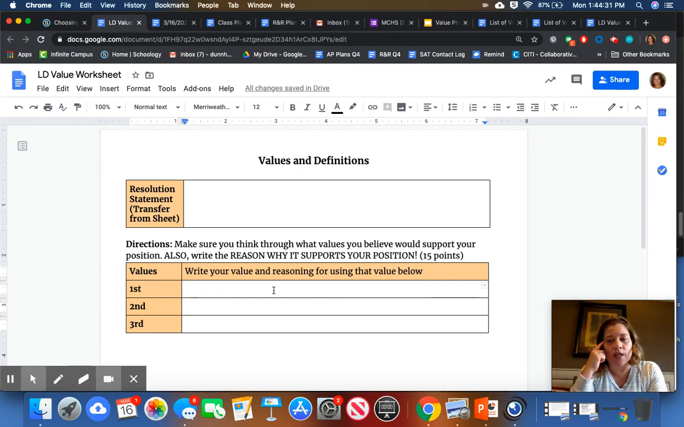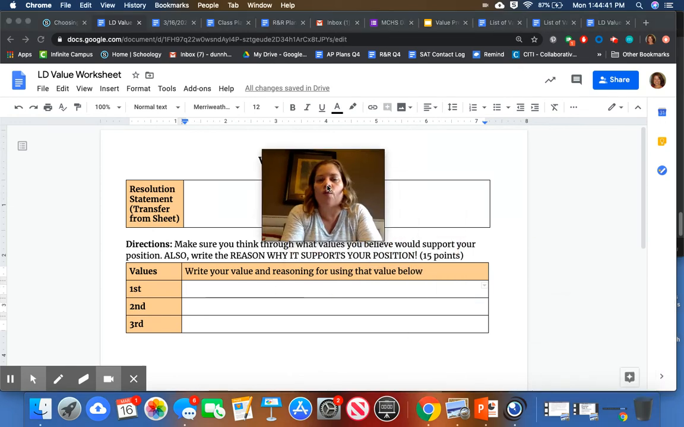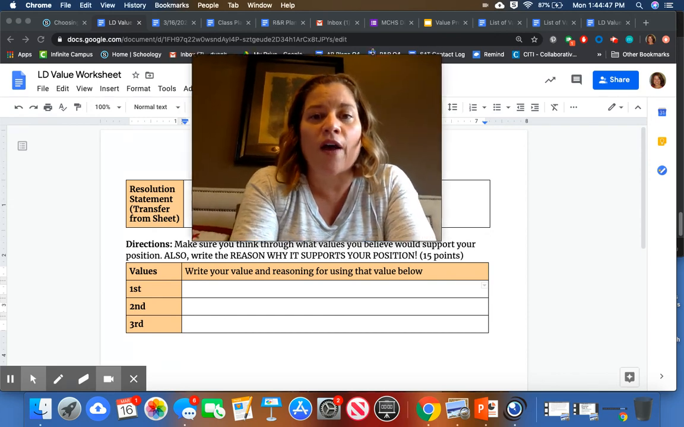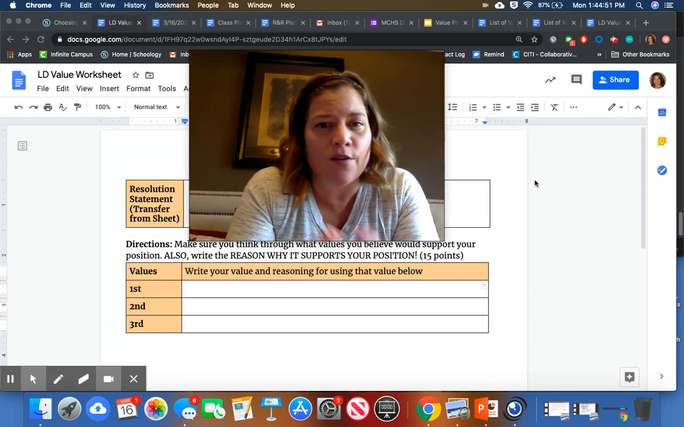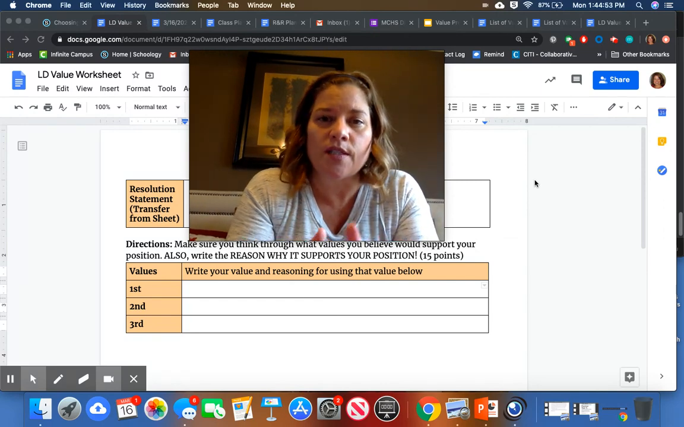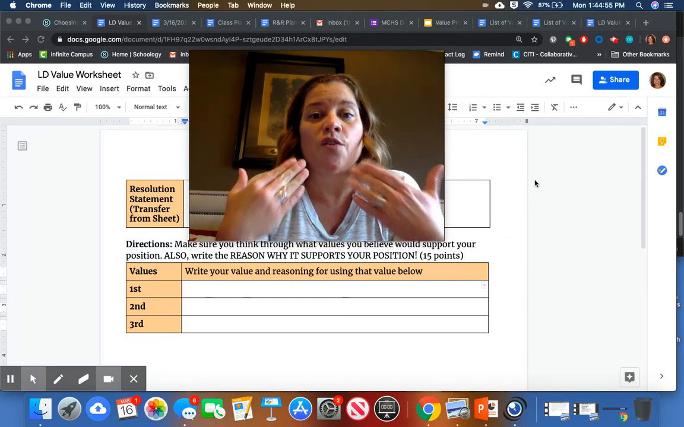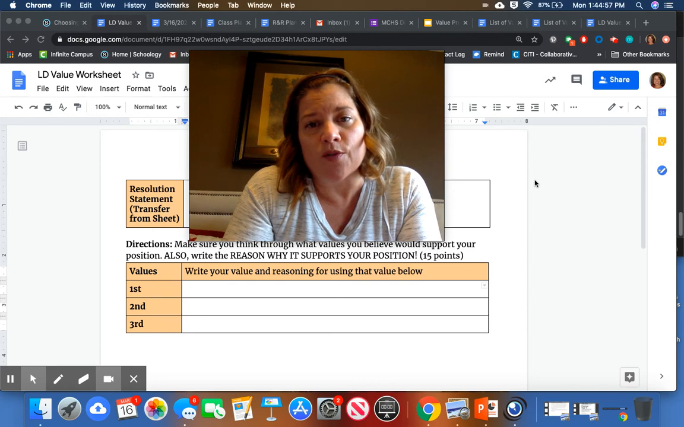You also want to think while you're filling it out, I want to choose values that will go well with my contentions. Now, if later, while you're working on your Lincoln Douglas debate, you say to yourself, man, those values that I chose before don't really work as well as I thought they could, you don't have to stick with the ones that you choose today. Today is just getting you started thinking about your resolution.